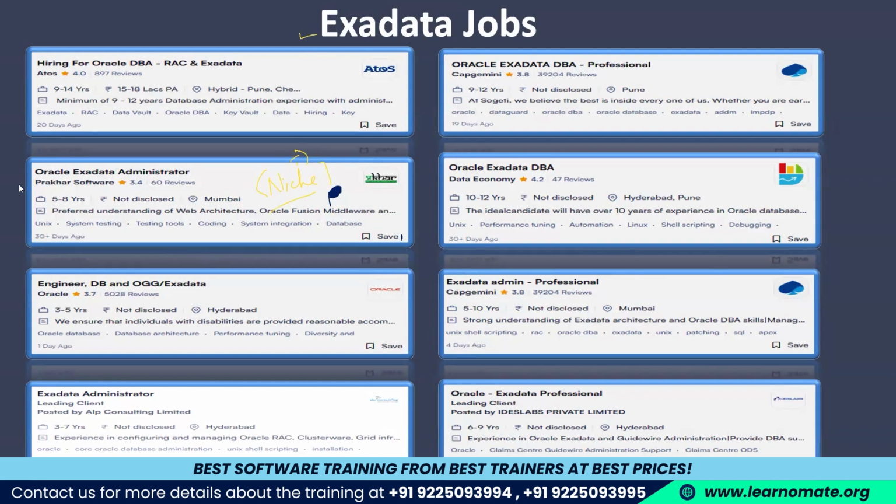So you see the jobs, how many jobs are there? A lot of job openings are there in the market, for different experience levels: for 3 to 5 years, for 3 to 7 years, for 5 to 8 years, right? For 9 to 14 years, for 9 to 12 years. So even if you are in any experience range, less or more, if you learn this, it will be an advantage for you.